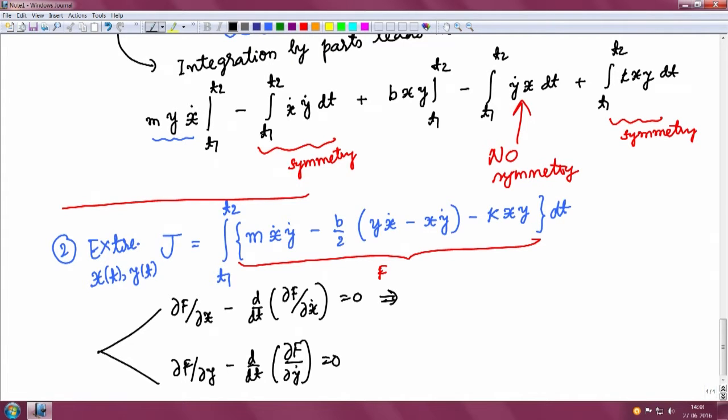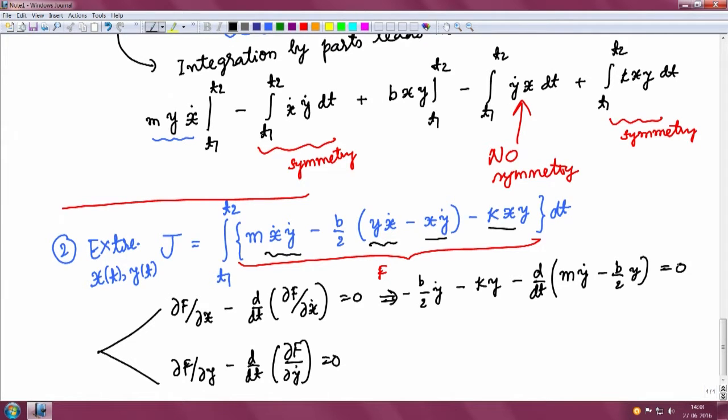Dou f by dou x, where is x? X is there and there, that will give us minus y dot, and there is b by 2, I will put a minus sign here, and then minus ky, and then we have to do minus d by dt of dou f by dou x dot, that is over here and here. We will get m y dot and then minus b by 2 y. So, we got only y's in this equation, that gives us minus b by 2 y dot minus ky.